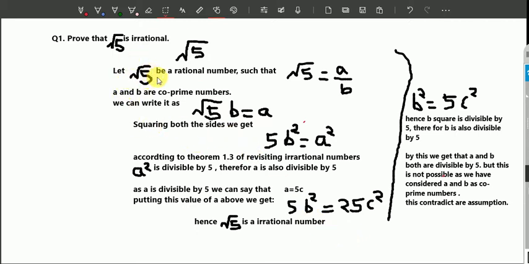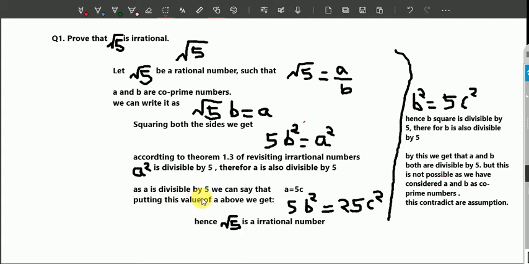Let root 5 be a rational number. The rational number will be in a by b form, where a and b are co-prime numbers. We can write it as root 5 equals a by b. Squaring both sides, we get 5b square equals a square. According to theorem 1.3, if a square is divisible by 5, then a will also be divisible by 5, as the square of a number is divisible by it, then the number itself is also divisible by that number.